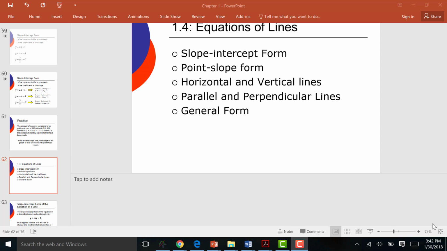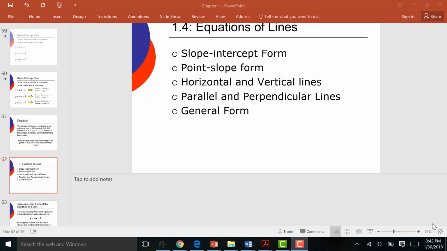We're going to start 1.4. Just a reminder, these are linear functions that we're doing in chapter 1. We started out just basically talking about functions, but now we're specifically focusing on linear functions, how to graph them, what a standard linear function equation looks like, the slope-intercept form. We're going to talk about the slope-intercept form.